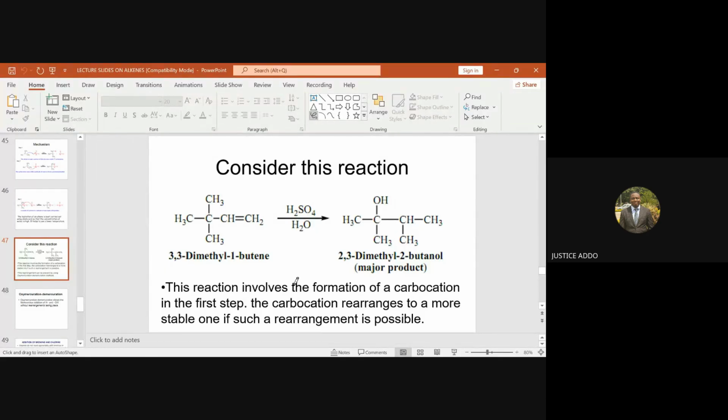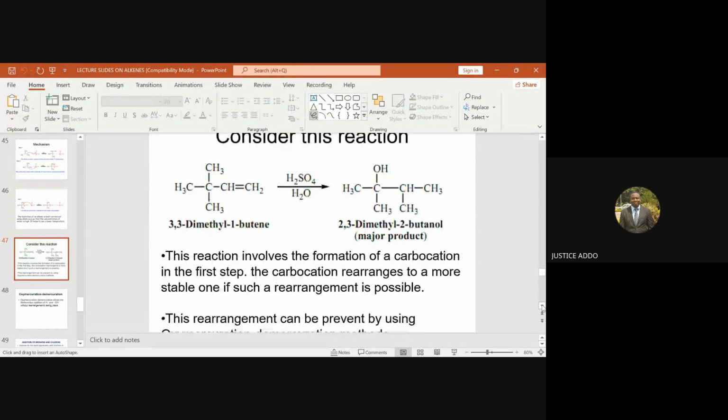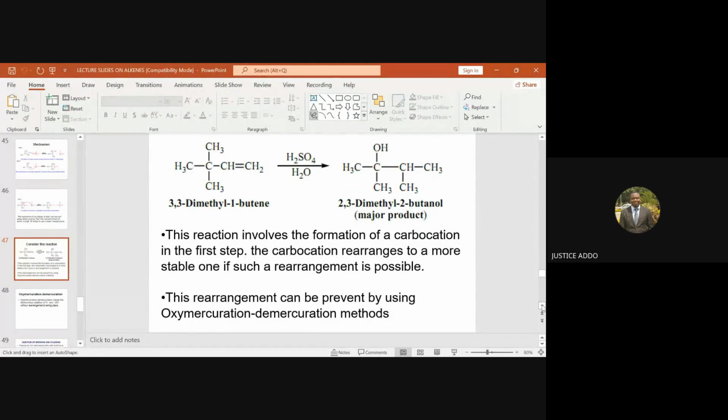So the reaction involves the formation of a carbocation in the first step. The carbocation rearranges to a more stable one if that rearrangement is possible. In this case, yes, it is possible, because the initial carbocation you formed was a secondary, and then you can do a 1,2-methyl shift. Shift one of the methyl groups here, and then the plus will come onto this carbon, and that one is a tertiary carbocation before the water comes in, and then you form your alcohol.